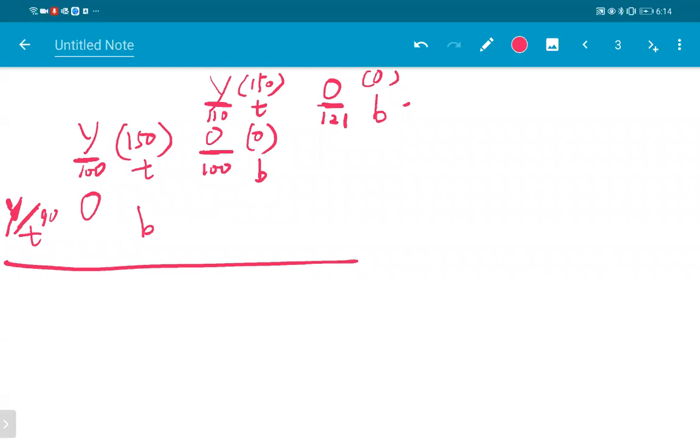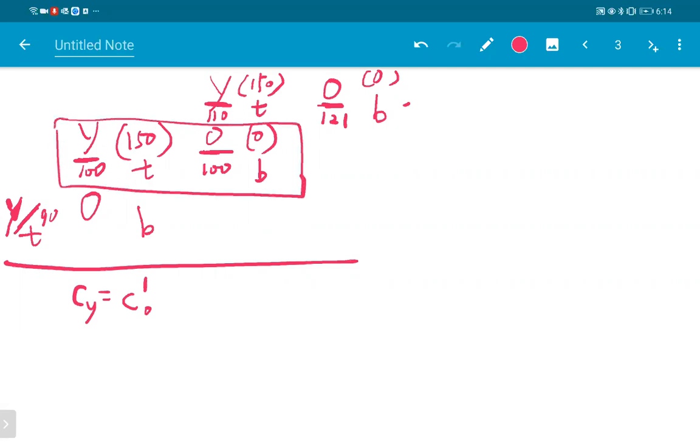Households' behavior is to choose C equal to C prime. You may want to write CY or CO, because everyone lives for 2 periods. So I'm going to choose C equal to C prime. This is households, and they're also subject to their budget constraint, which we need to find out later.